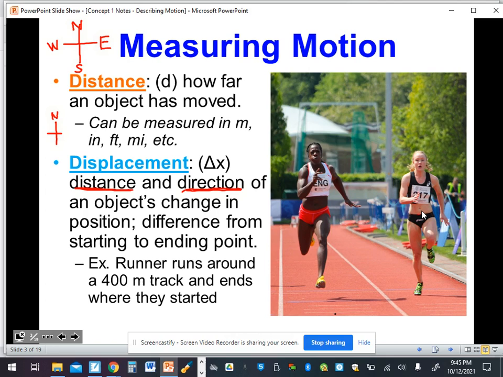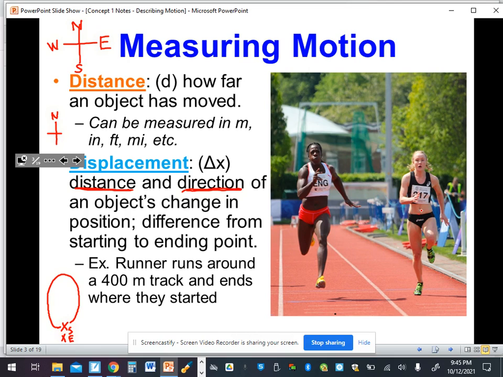Well, let's draw a picture of this because pictures work wonders. So let's say I'm starting here. I'll put my XS right there. And I'm running around the track. Okay. And I start right where I end. So my XE is also right there.